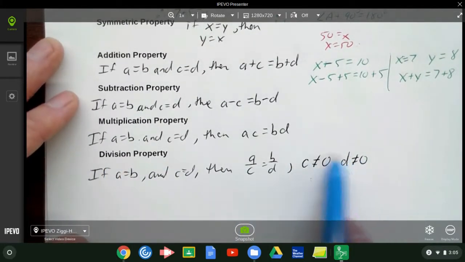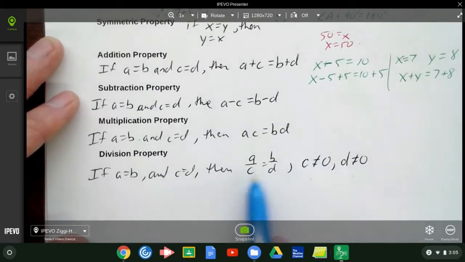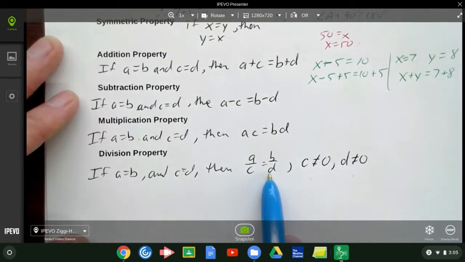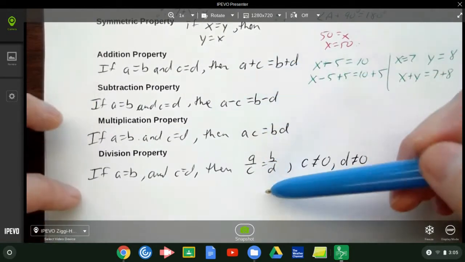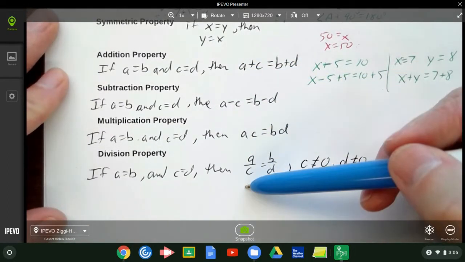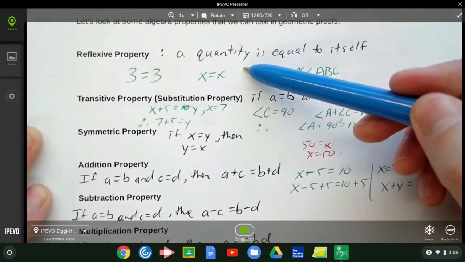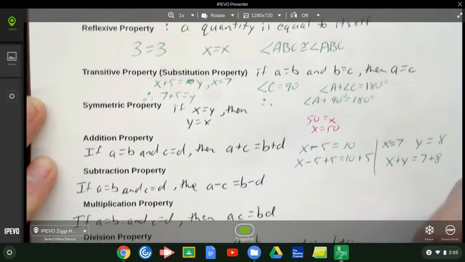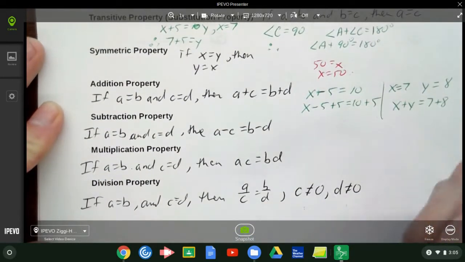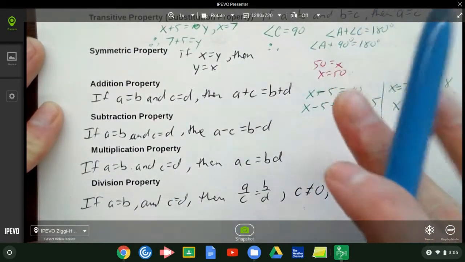In fact, I don't even care if you remember this part or not. The minute you're dividing by 0, you know you've got a problem. So these are our basic properties, and we'll use these quite a bit. In fact, these four get used a lot. Reflexive property gets used a lot. Substitution gets used an awful lot. Okay? So let's look at how these can be used to do basic algebra.